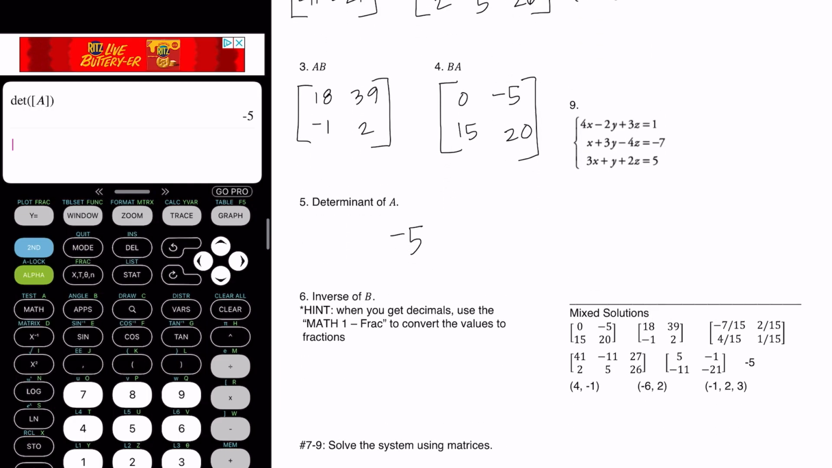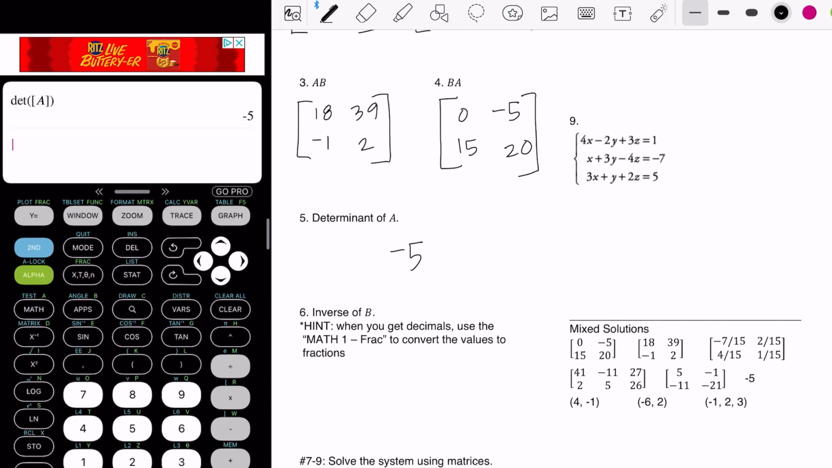Okay, inverse of B. So to find the inverse of B, we are going to go B. And then we're going to use the X to the -1 button, which is the matrix button without having to hit second. And then you're just going to hit math, enter, enter to convert all of those to fractions.